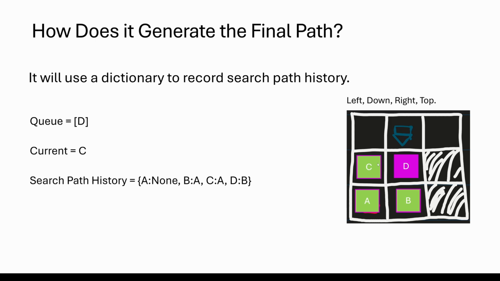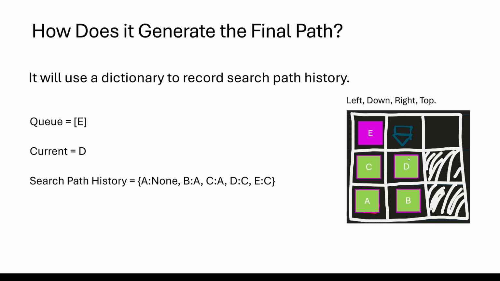And then with C, A's visited, so we do nothing with that. But D is already in the queue, so we don't add it back. We don't add a second D into the queue, but we update its search path history. So instead of saying B found D, we're going to say C found D, like that. And then also I just added E to the queue, and I said that E found C. I meant C found E. And then that's all of C's neighbors visited.